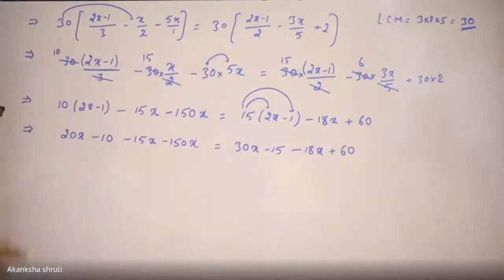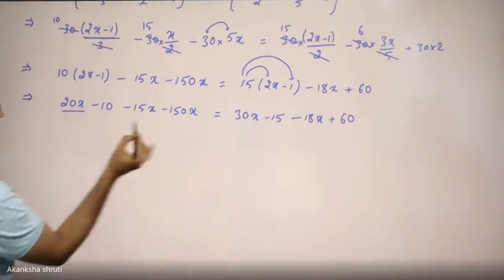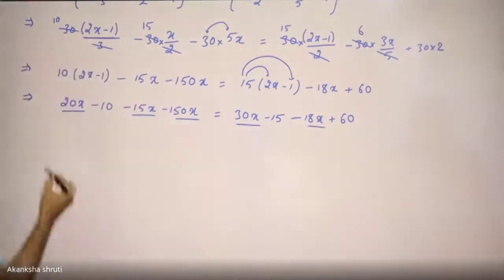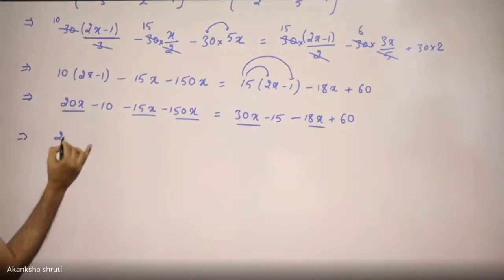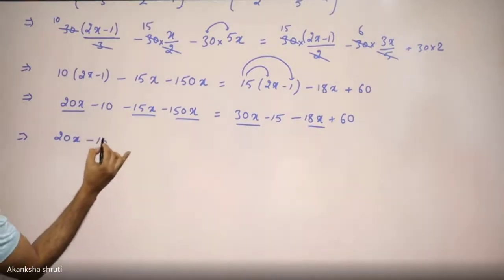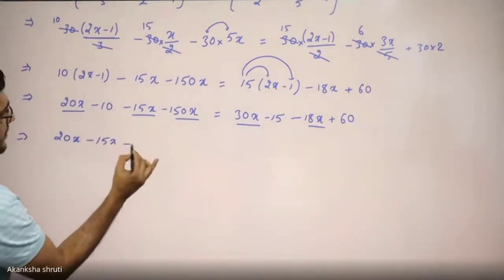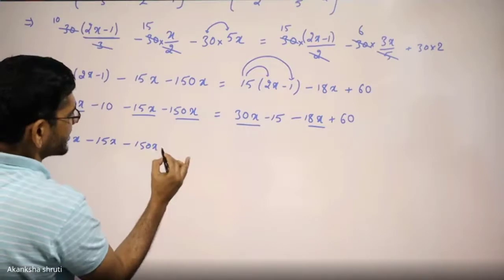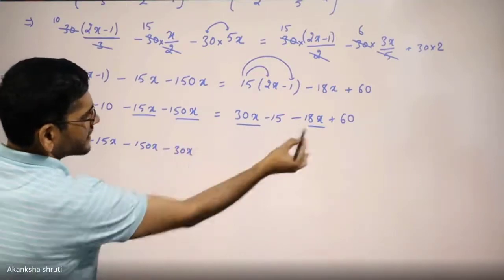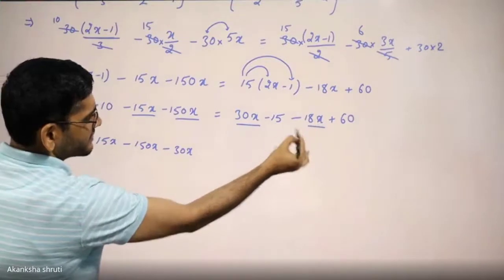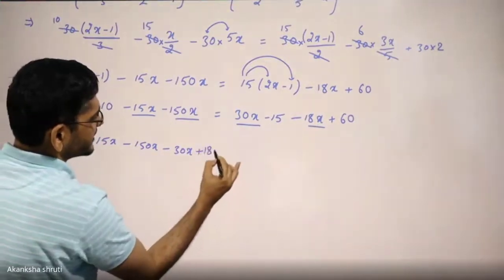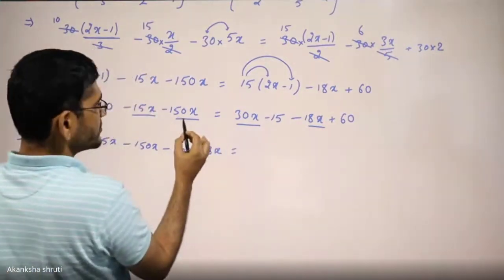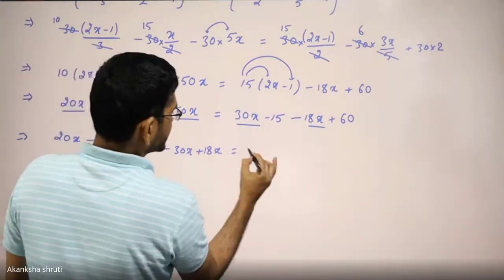So good result. Now underline wherever the x is there, because only these x have to be collected at one place. So this implies it is our 20x minus of 15x, which is in left hand side, minus of 150x, bring this 30x from right hand side to left hand side, minus of 30x, bring this minus 18x from right hand side to left hand side, it becomes plus of 18x. This is equals to, now what is on right hand side is our 60.